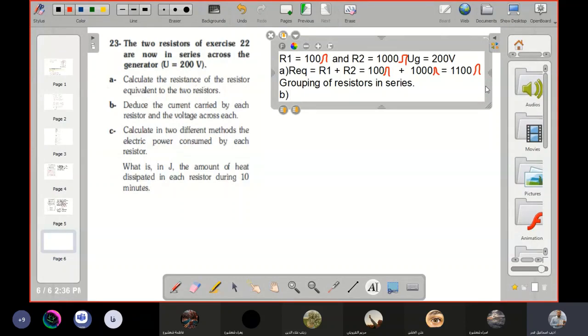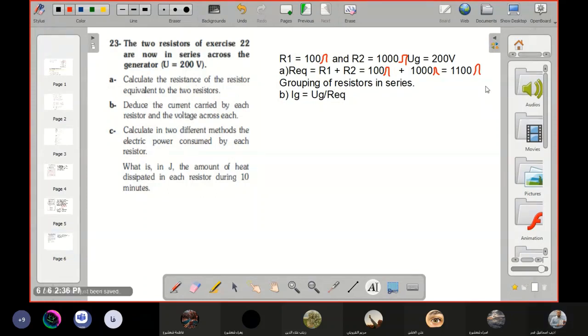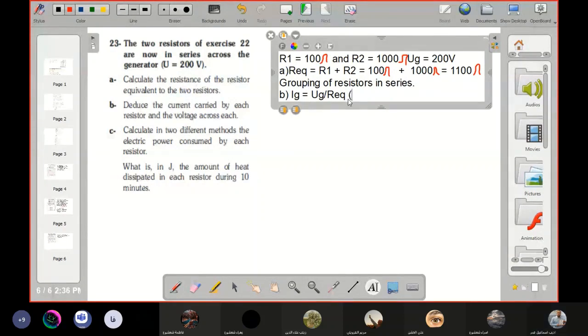Zahra, can you continue? Fine. We say Ig, which is the current of the generator, is equal to Ug over R equivalent. And this is what? This is Ohm's law. Continue, please. We will solve it with each other.